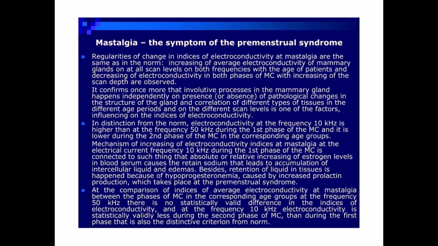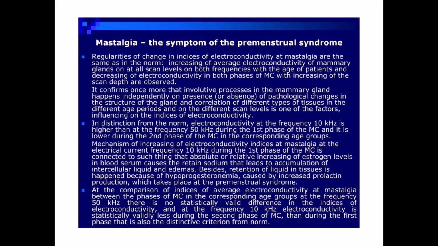In distinction from the norm, electroconductivity at the frequency 10 kHz is higher than at the frequency 50 kHz during the first phase of the MC, and it is lower during the second phase of the MC in the corresponding age groups. The mechanism of increasing of electroconductivity indices at mastalgia at the electrical current frequency 10 kHz during the first phase of the MC is connected to the fact that absolute or relative increasing of estrogen levels in blood serum causes retained sodium that leads to accumulation of intercellular liquid and edemas.